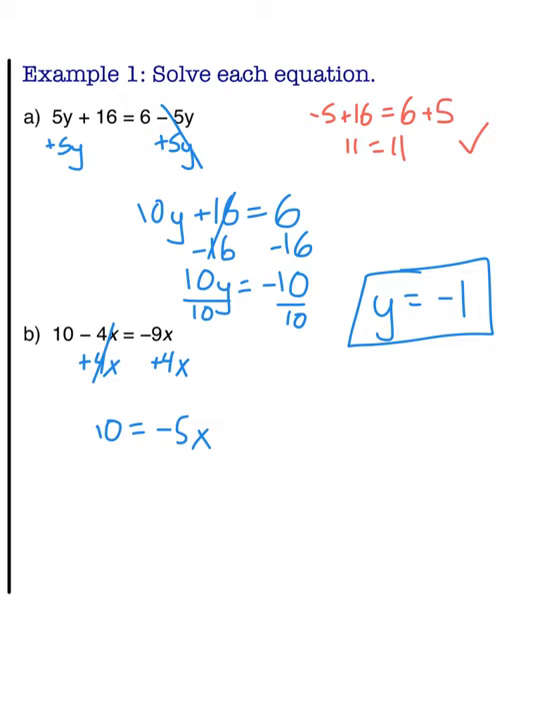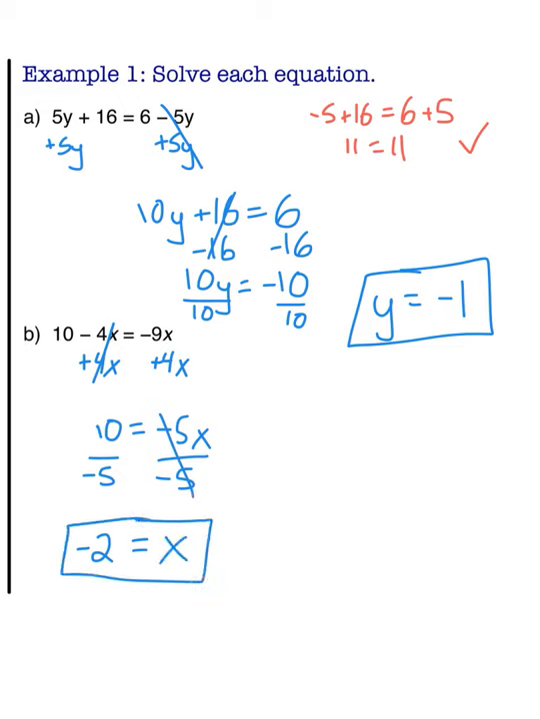So, all right, back to the equation. I have 10 equals negative 5x. To get x by itself, I need to divide by negative 5. 10 divided by negative 5 is negative 2. Positive divided by negative is a negative. And the 5's cancel on this side. So I have x equals negative 2.